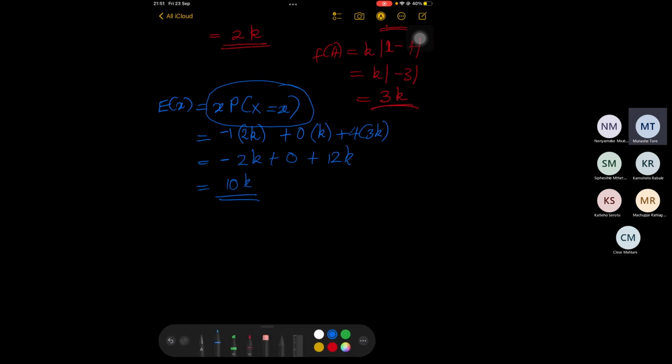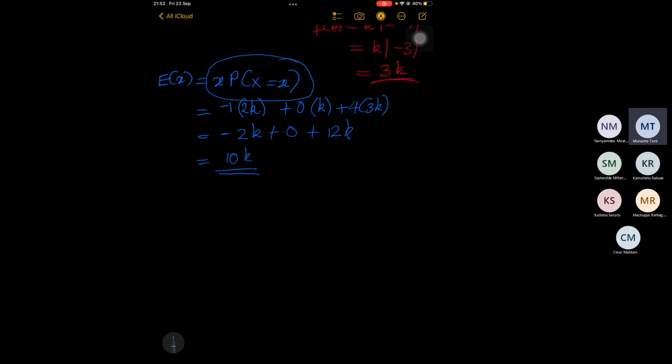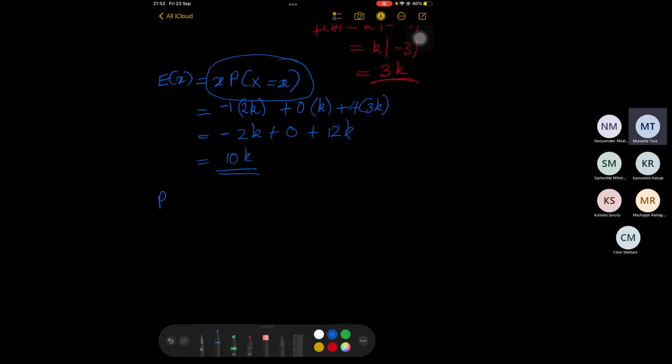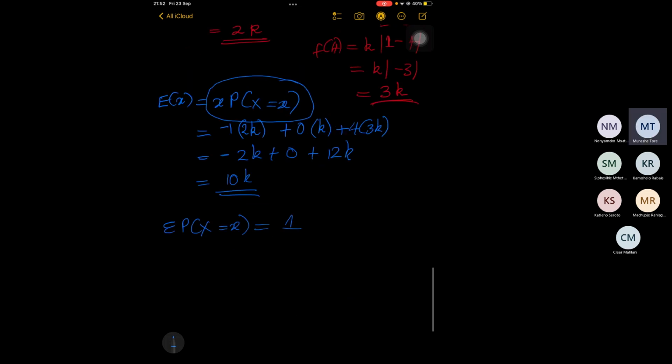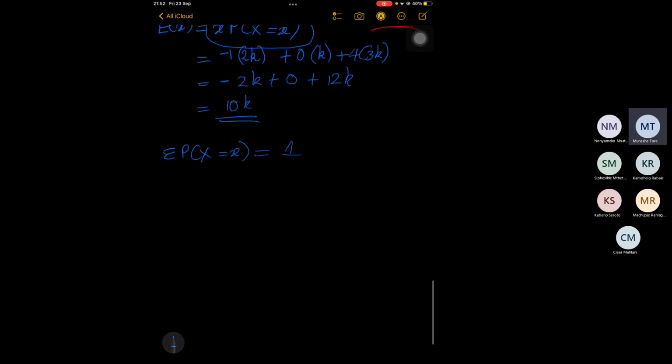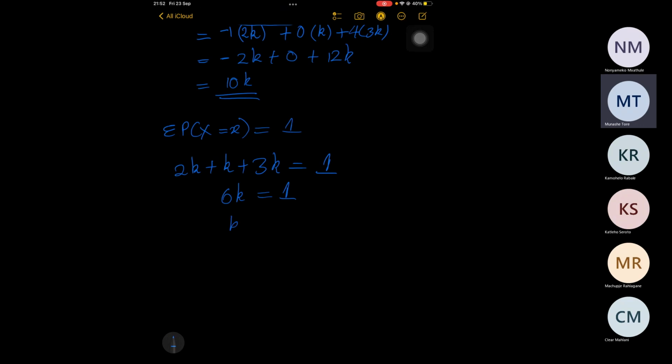But what is the value of k now? Because you just can't say it's 10k. So we go on to that first condition where we said the summation of probability of x equals x is always equal to 1. So if we sum up all these probabilities, we have 2k plus k plus 3k within our table, which is obviously equal to 1. So 3 plus 1 plus 2 is going to be 6k equals 1. So the value of k is going to be 1 over 6.